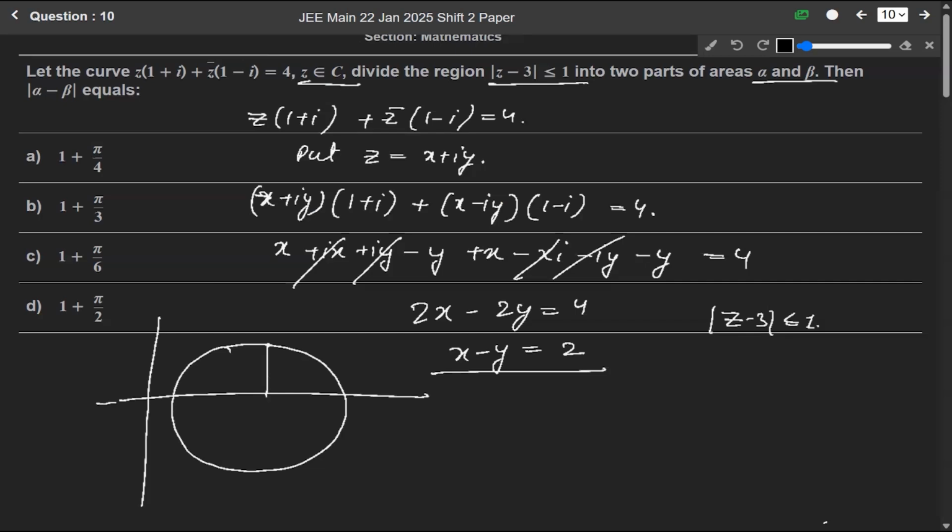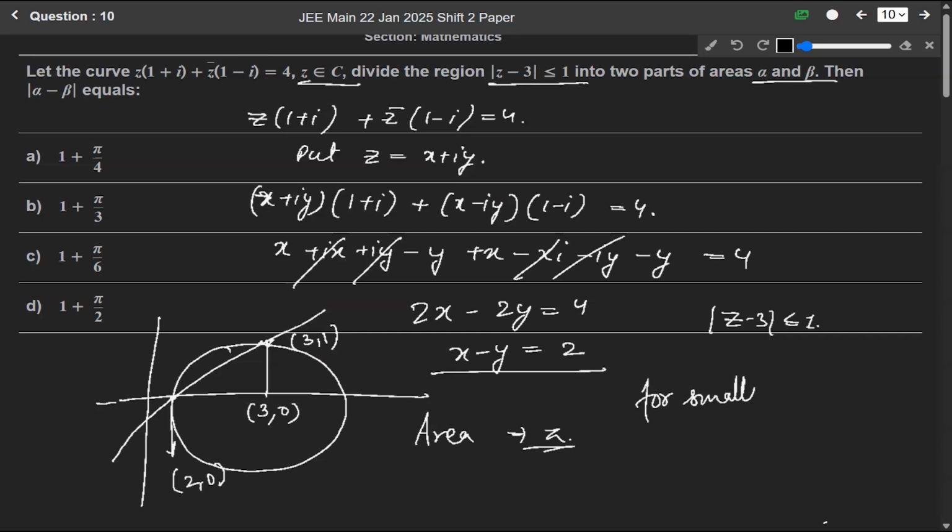Z minus 3 equals 1 means it will be 3 comma 0, and this will be x minus y equals 2. So this point will be 2 comma 0 and this point will be 3 comma 1. Okay. So this area of the circle will be pi. So if we talk about the smaller region, for a smaller region, this area will be equal to pi by 4 minus 1 by 2.